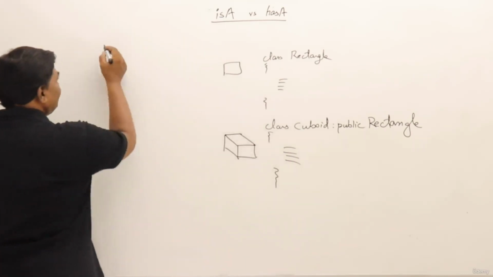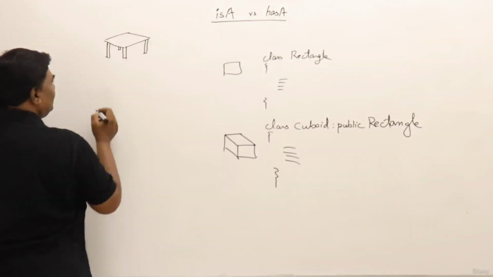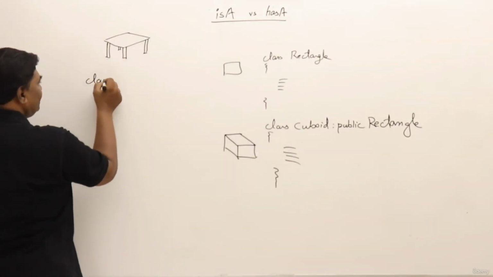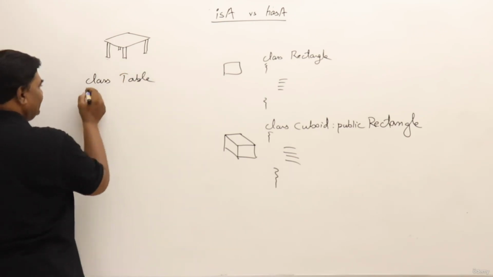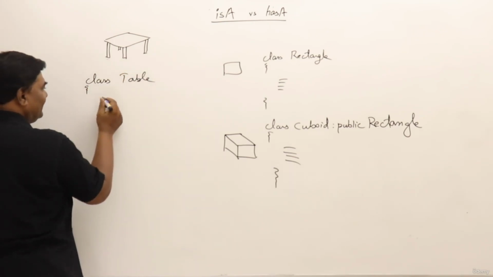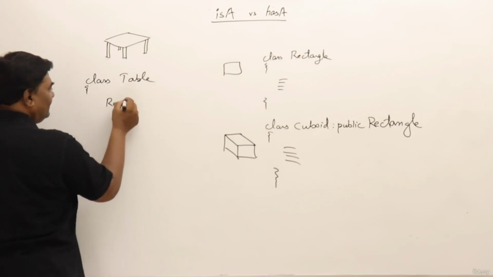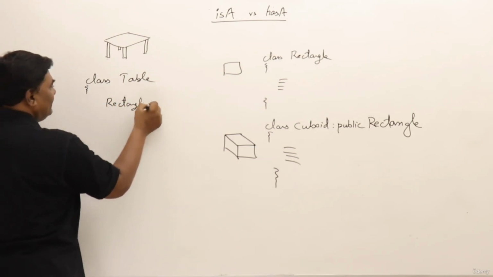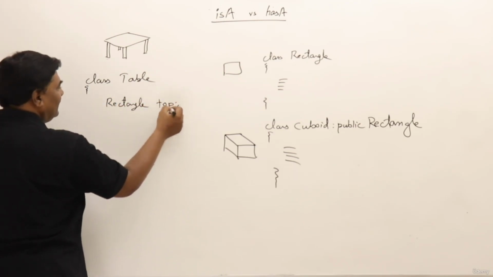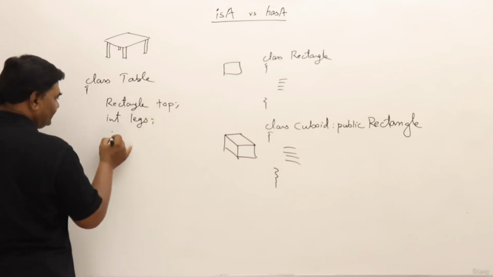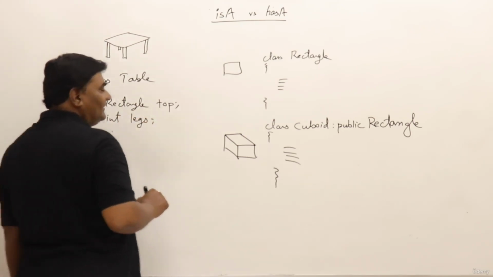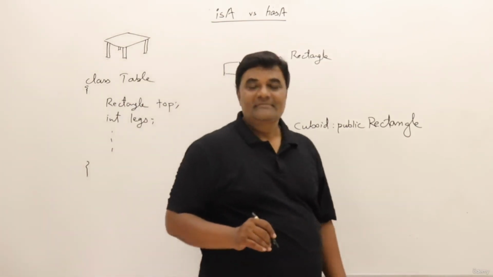Now we'll write one more class. Let us see, this is a table. Now class table. It's not inheriting from anything, but this table class is having a rectangle top and integer legs, suppose, and so on. Now see this interesting thing.